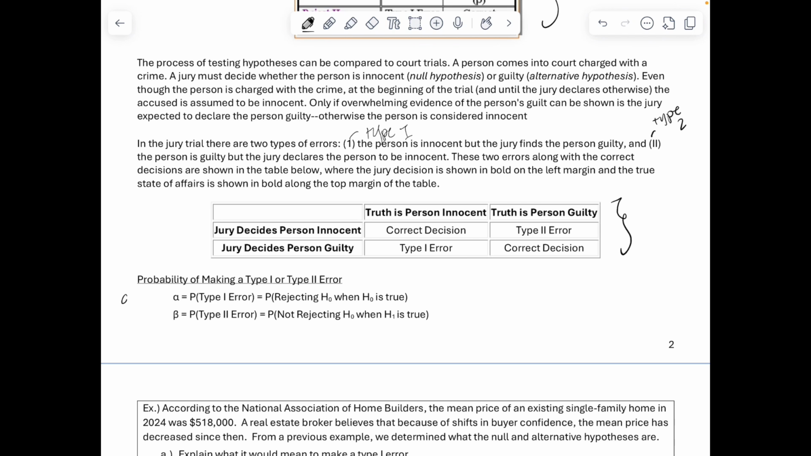A couple different wordings here. The first Greek letter we have is called alpha, and these are the probabilities of making a type 1 or type 2 error. Alpha is the probability of a type 1 error, which is the probability of rejecting H naught when H naught is true. Again, remember H naught is your null hypothesis. Then we have what's called beta, which almost looks like a B but with a tail. This is the probability of a type 2 error, the probability of not rejecting H naught when H1 is true, or in other words, when the null hypothesis is false.